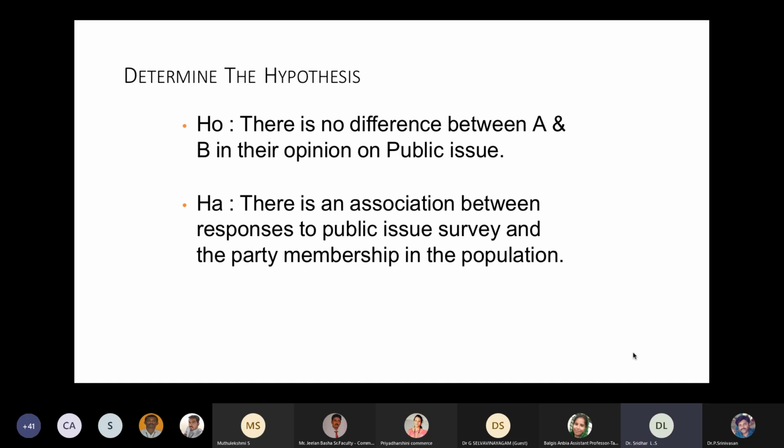You can set the hypothesis. There is no difference between A and B in their opinion on the public issue. There is no association between responses on the public issue, the survey, the party members in the population. You can set the association here: associations between A and B, their opinion, public issue. The alternative is association. I used the word difference, but actually it is association. There is no association.